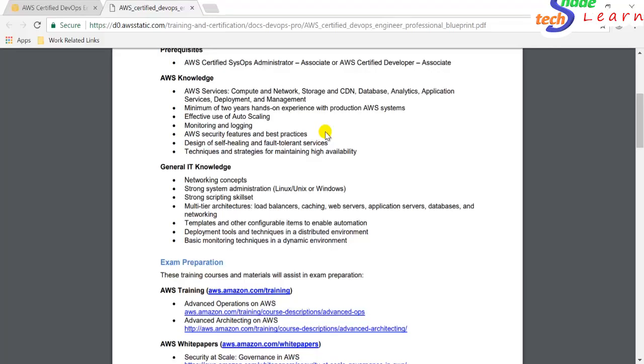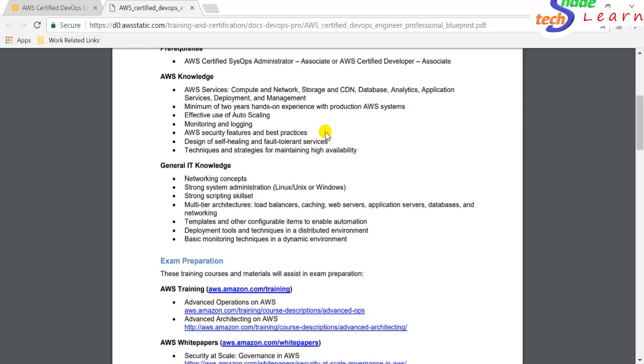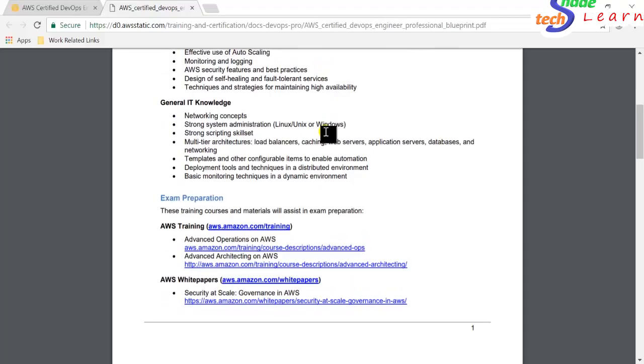The next thing is monitoring and logging: how to monitor your cloud infrastructure and how to get the logs and store the logs for troubleshooting and auditing purposes. Apart from that, the AWS security features and best practices: how we are going to secure our cloud infrastructure, and what best practices need to be followed. These things also need to be gone through before going for the DevOps course. Then the design of self-healing and fault tolerance services. This is a very great thing to know.